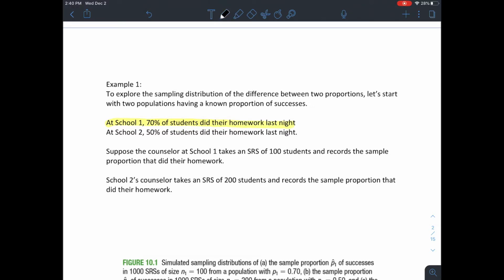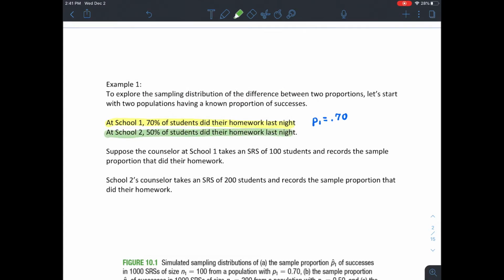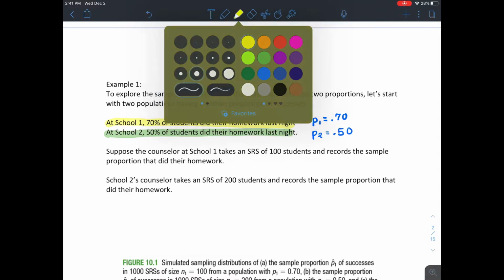At school number 1, 70% of students did their homework. This is not a p hat; everybody in the whole entire school was surveyed. This is a population proportion: 70% did their homework. At school 2, 50% did their homework. So this again is a parameter.